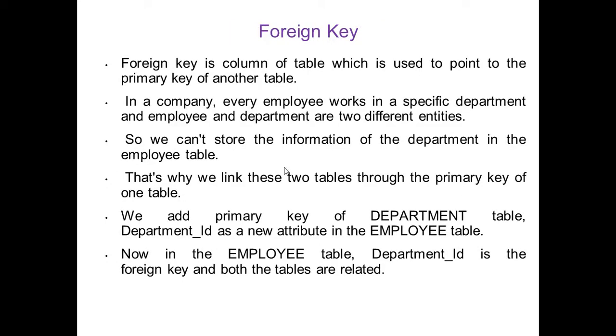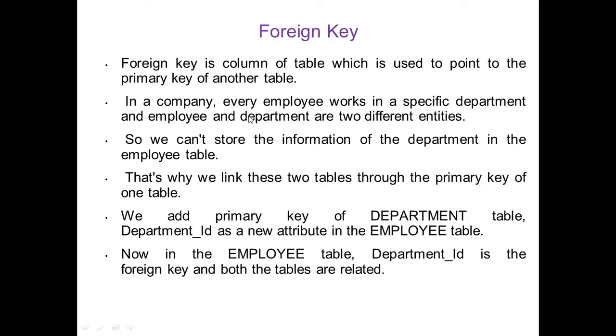And the last key is the foreign key. Now this foreign key is basically for two tables. Means it represents a relationship between two tables. A foreign key is a column of a table which is used to point to the primary key of another table. Means suppose you have a first table, in that one column is there, and that same column is the primary key in another table. That is the foreign key.